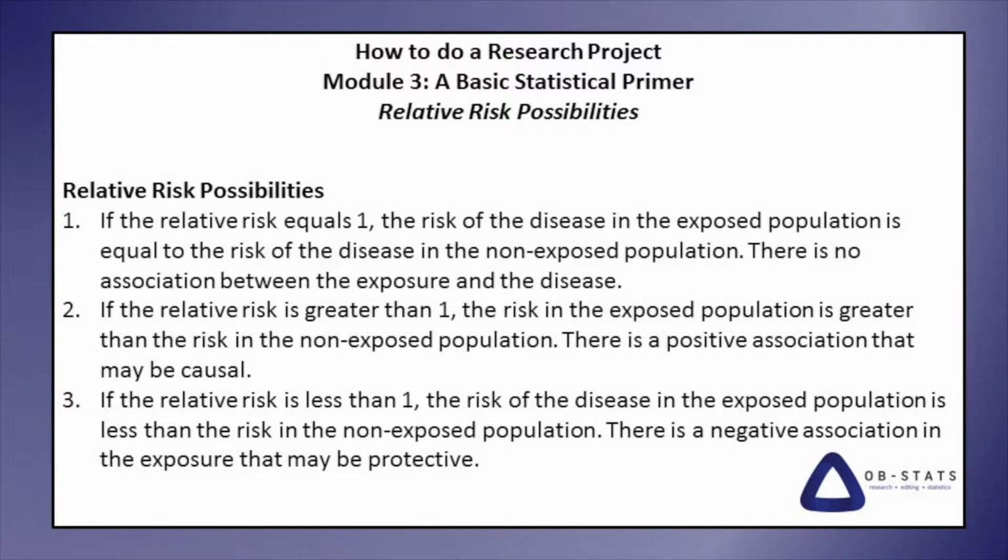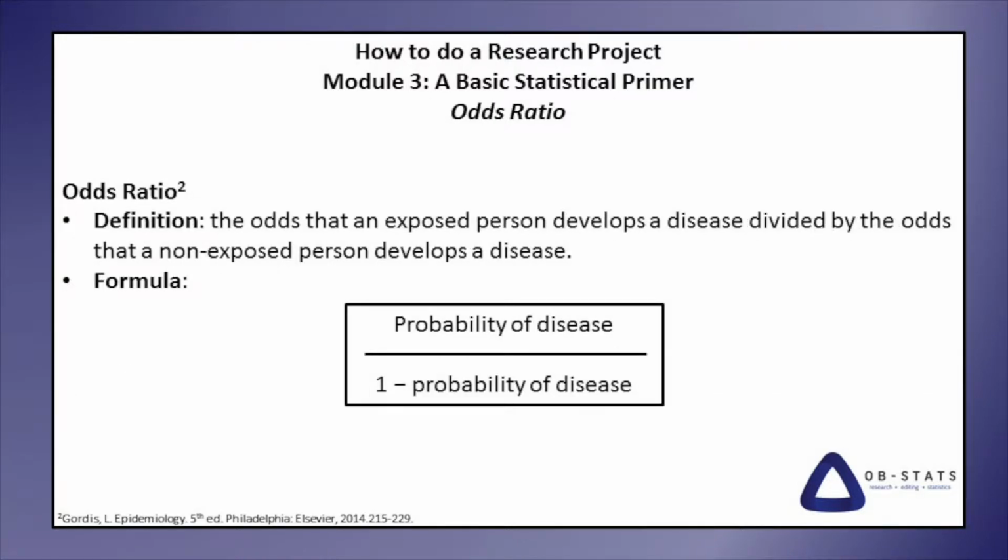And 3. If the relative risk is less than 1, then the risk of the disease in the exposed population is less than the risk in the non-exposed population. There is a negative association in the exposure and it is possibly protective. The concept of the odds ratio is dependent on the concept of odds, which is defined as the ratio of the probability of a disease divided by 1 minus the probability of that disease. The odds ratio, then, refers to the odds that an exposed person develops a disease, divided by the odds that a non-exposed person develops the disease.